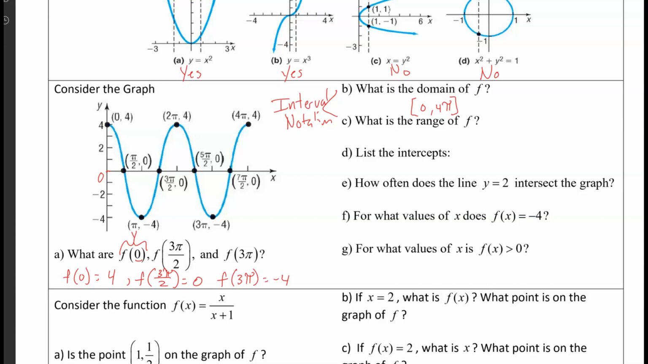Now, what if these had continued with arrows like this? What would the domain be then? In interval notation. Parenthesis -infinity to infinity. Perfect. But because we end on closed dots like that, that's why we use the brackets.